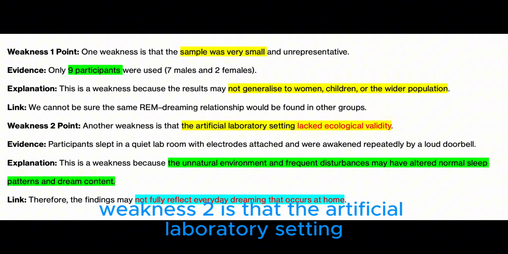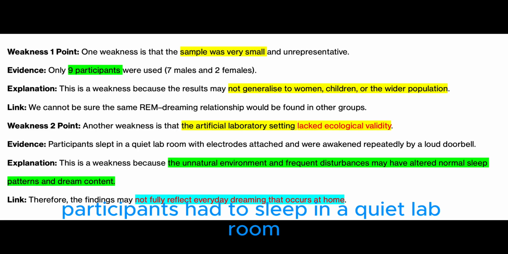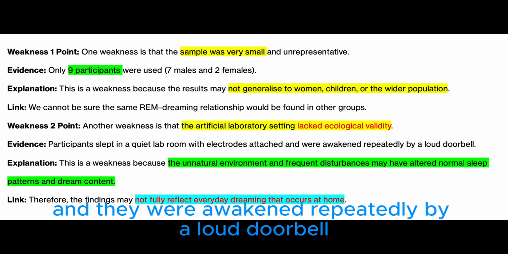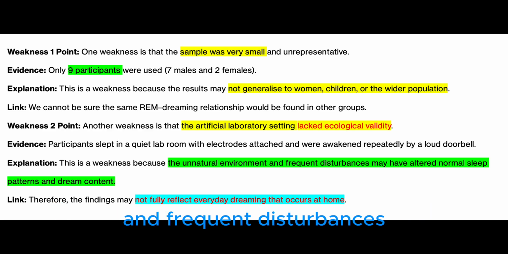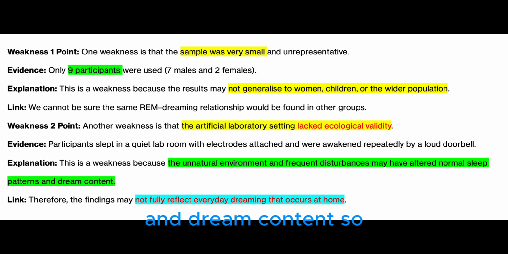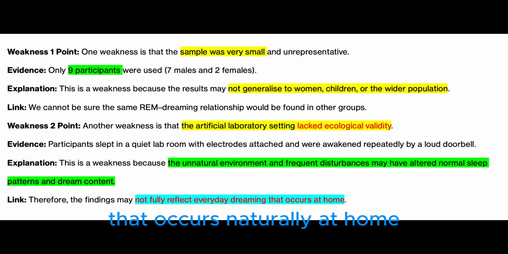Weakness 2 is that the artificial laboratory setting lacked ecological validity. Participants had to sleep in a quiet lab room with electrodes attached to their heads and eyes, and they were awakened repeatedly by a loud doorbell. This is a weakness because the unnatural environment and frequent disturbances may have altered normal sleep patterns and dream content, so the results may not fully reflect everyday dreaming that occurs naturally at home.